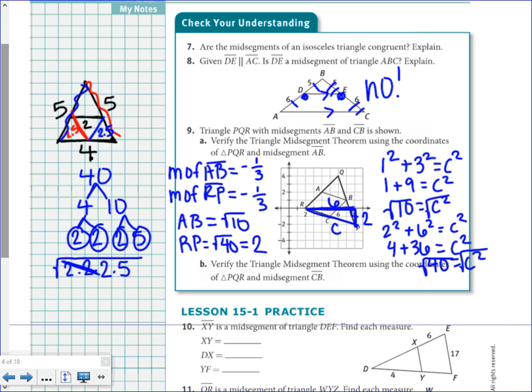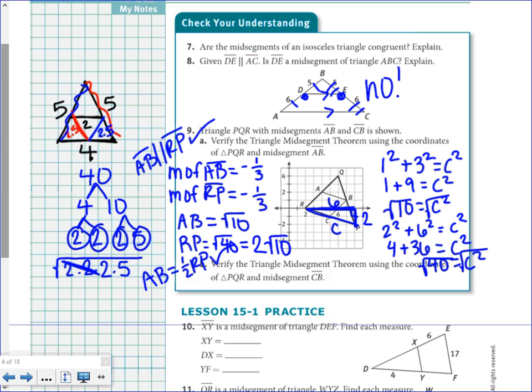And then I'm left with a 2 and a 5, which don't have a pair, so 2 times 5 is 10. And so the square root of 40 reduces to 2 square roots of 10. And so obviously AB is half of RP. So we know AB is parallel to RP, and we know that AB is half of RP. And so we verified the triangle mid-segment theorem here for mid-segment AB.